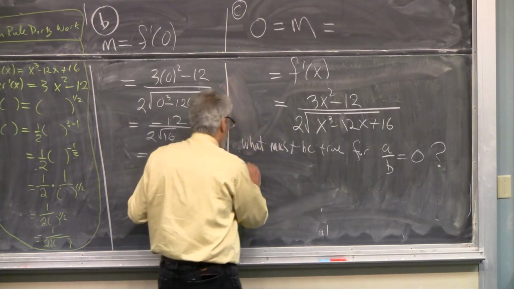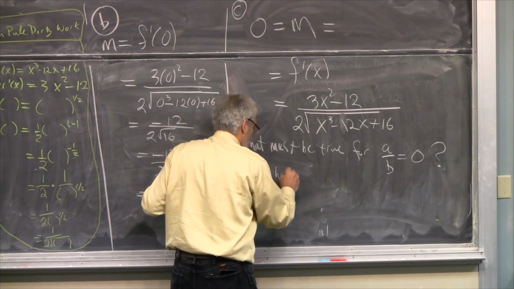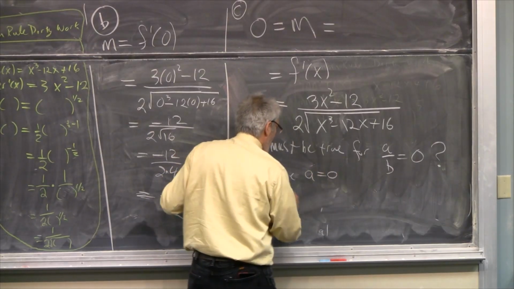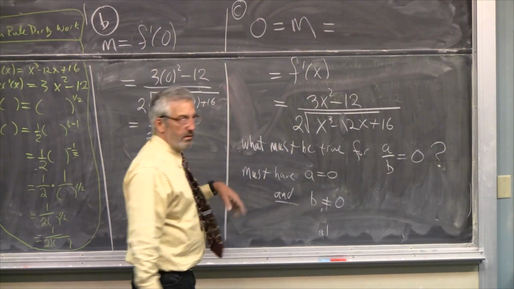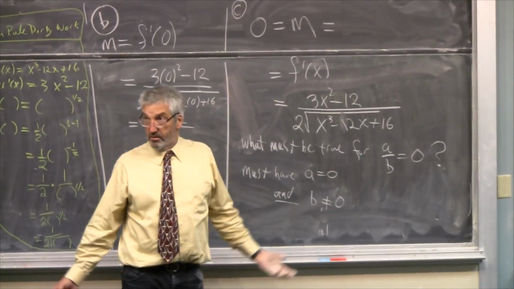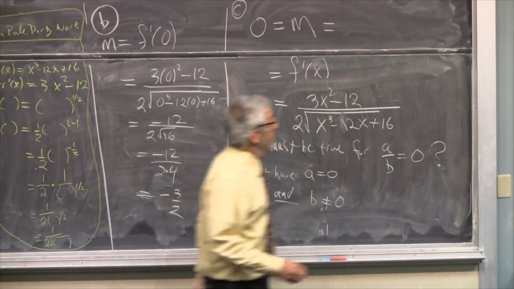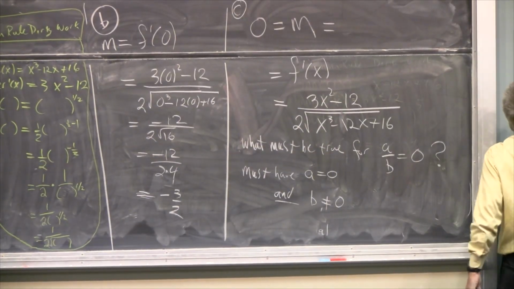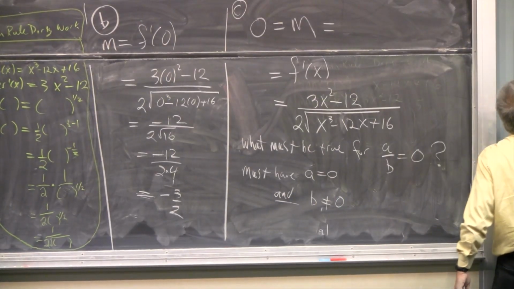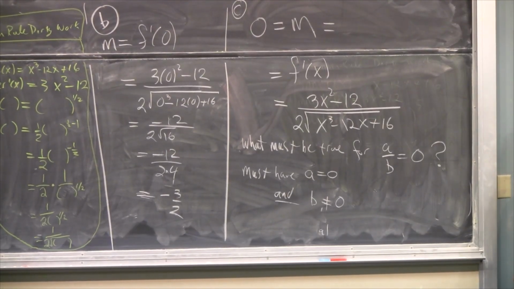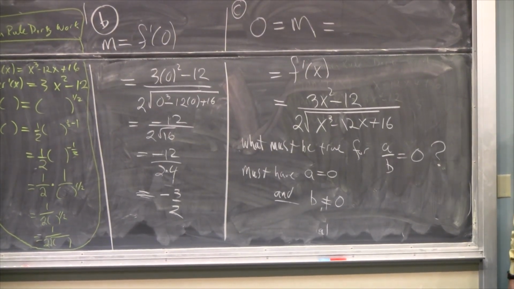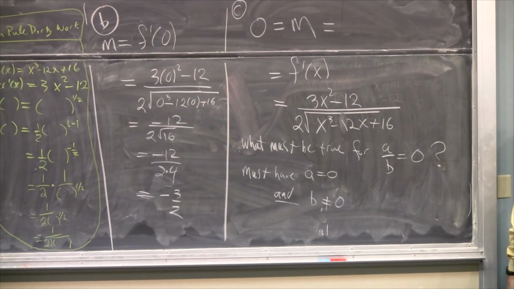Yeah, so you must have A equals 0 and B not equaling 0. Now, I don't know how to make sure that B doesn't equal 0, but I know it's pretty easy to figure out what makes the numerator 0. So set the numerator equal to 0. And so that's 3x squared minus 12, so I can divide both sides by 3 and I get 0 equals x squared minus 4. How do I solve this?